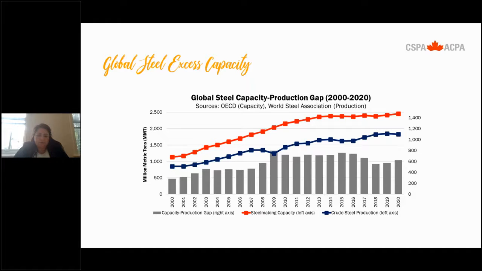640 million metric tons. If you do a quick calculation, that is about 40 times the size of the Canadian market. And why I'm bringing this up is, despite our production levels in Canada being lower and production numbers remaining steady or increasing in some parts of the world, that steel, what we call excess capacity, needs to find a home.